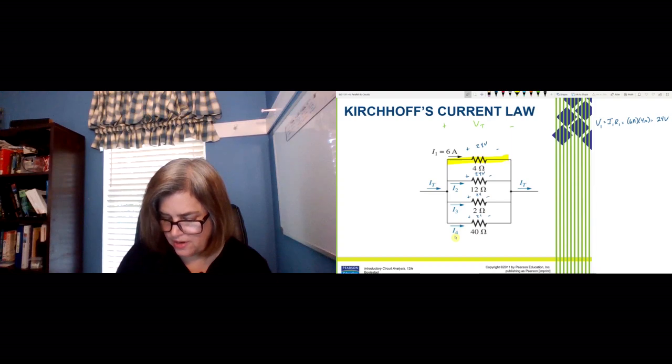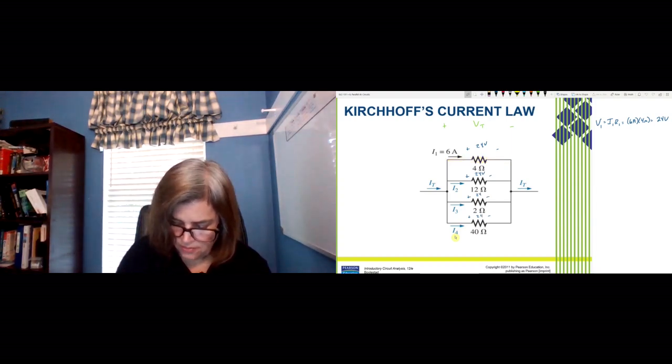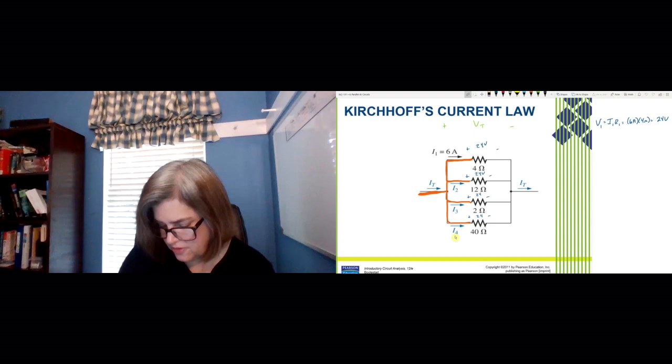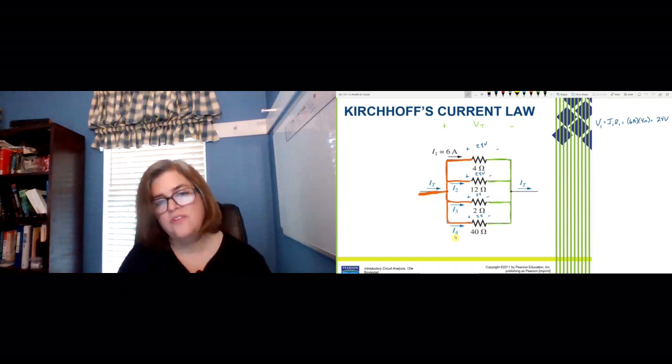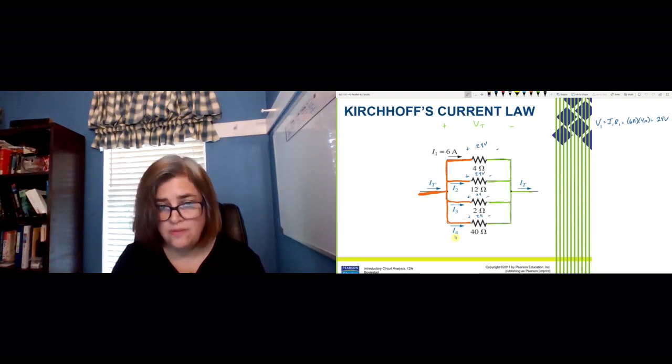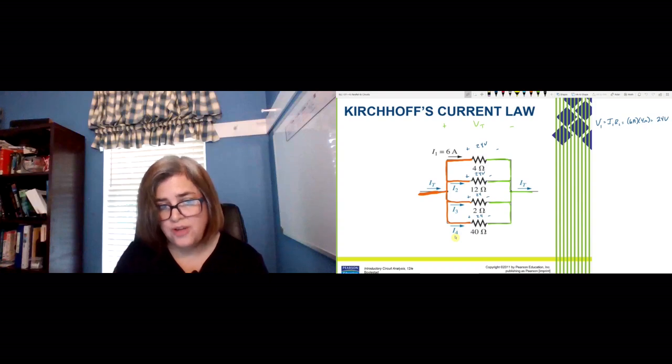Now, just to remind you, how do we know all of these are in parallel? Well, if we look at what they're connected to on one side, okay, and then we look at what they're connected to on the other side, we see that each of these resistors has an orange side and each has a green side, so they're all in parallel. We know because they have 2 points in common.